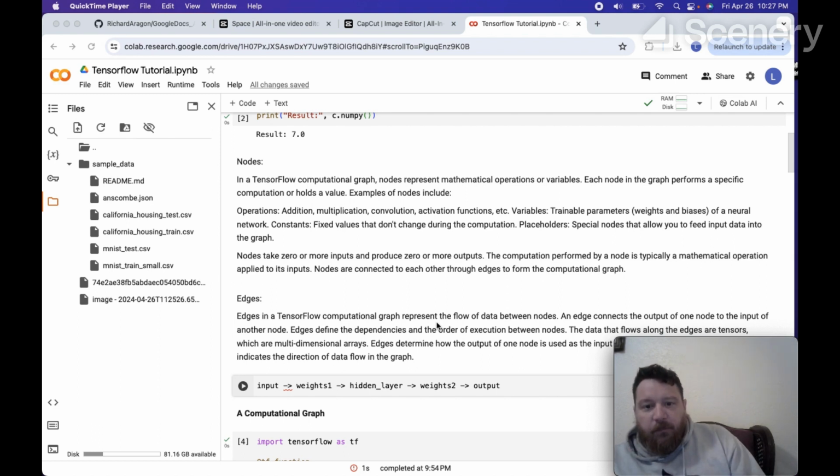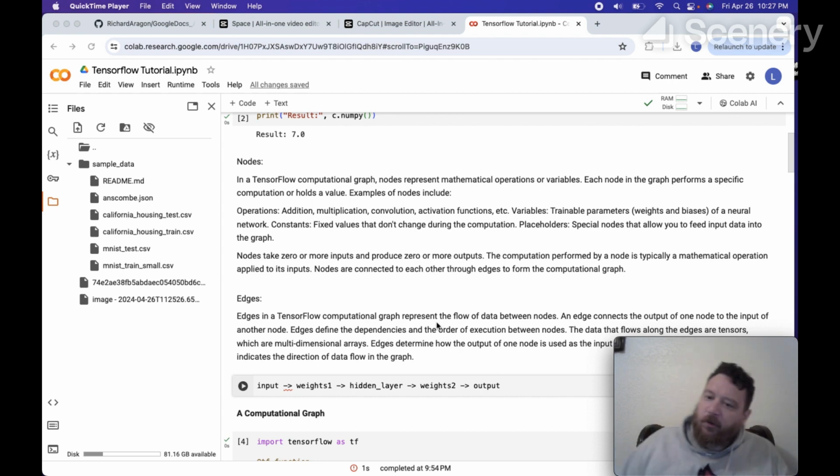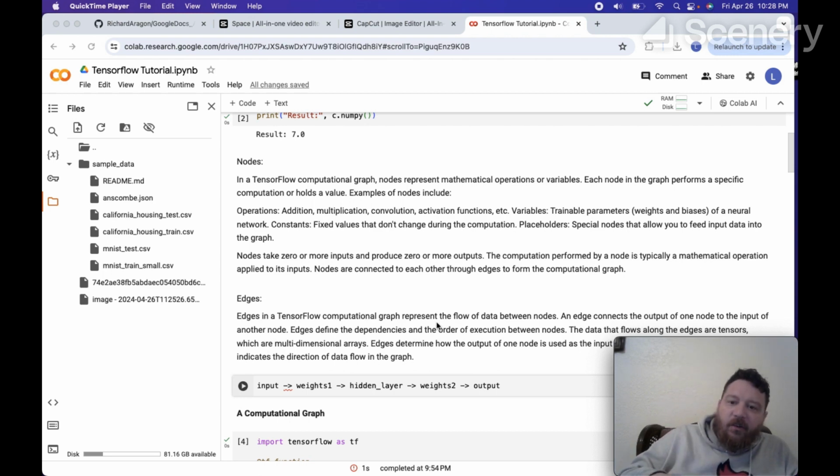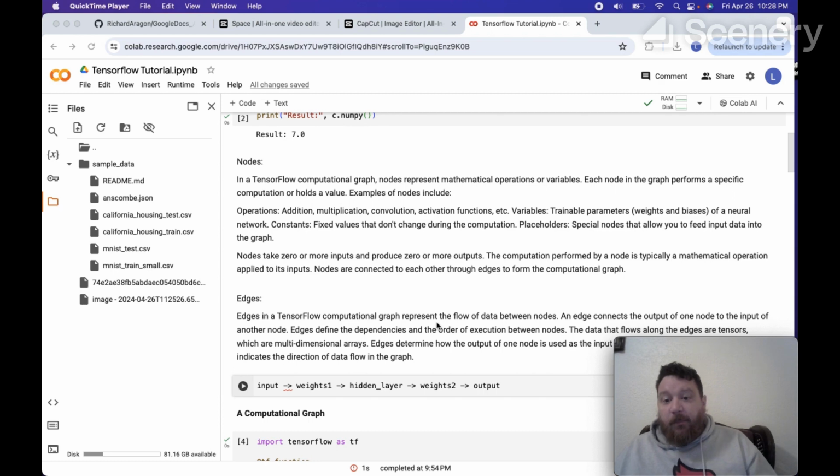Examples of nodes include addition, multiplication, convolution for neural networks, activation functions for neural networks, variables, trainable parameters for neural networks, constants, which are fixed values that don't change during the computation, and placeholders, which are special nodes that allow you to feed input data into the graph. Nodes take 0 or more inputs and produce 0 or more outputs. The computation performed by a node is typically a mathematical operation applied to its inputs. Nodes are connected to each other through edges to form the computational graph.